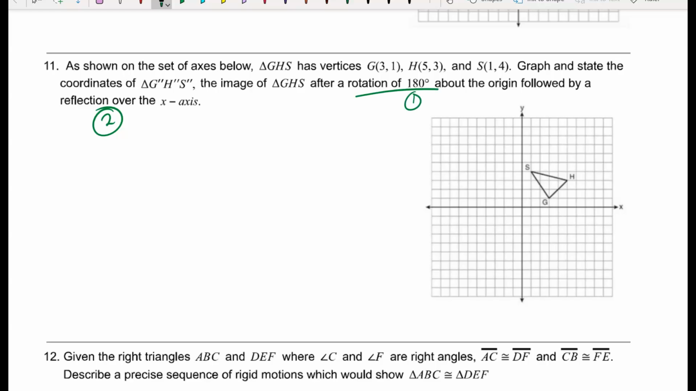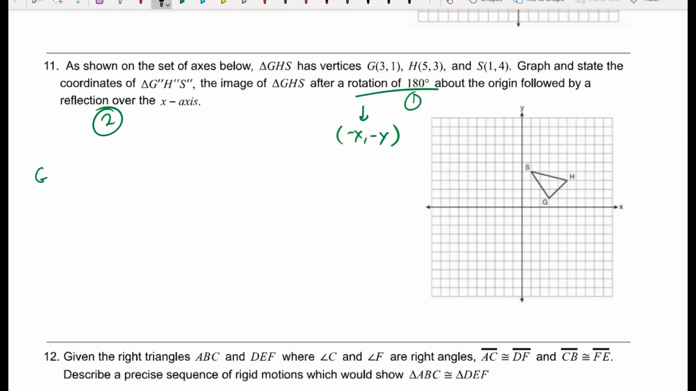The first thing I'm going to do is the rotation. So if you think about rotating 180 degrees, I'm probably going to end up somewhere around here. So that's a good place to start. If you don't remember the rule for that, you could either turn your paper 180 degrees, or just remember that your original point should go to -x, -y.